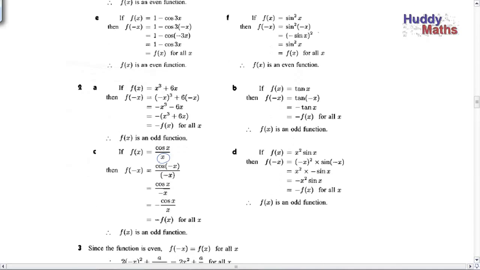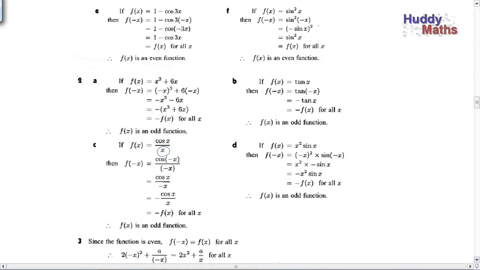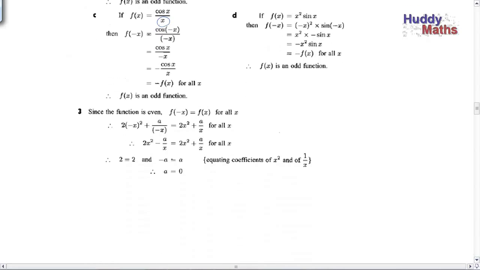The question 2. And then finally question 3. Okay, what's the setting out? The setting out is crucial. You must show the careful substitution of neg x in place of x. All right, let's move on.